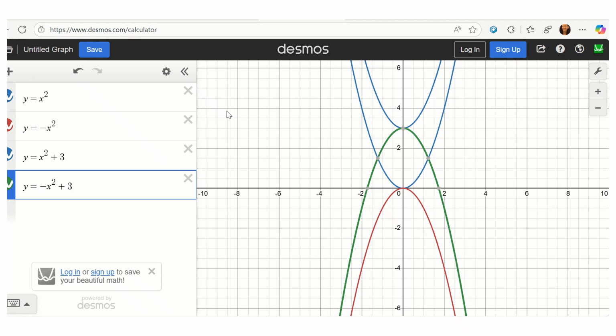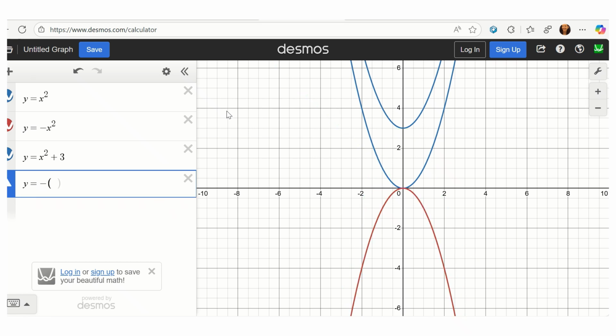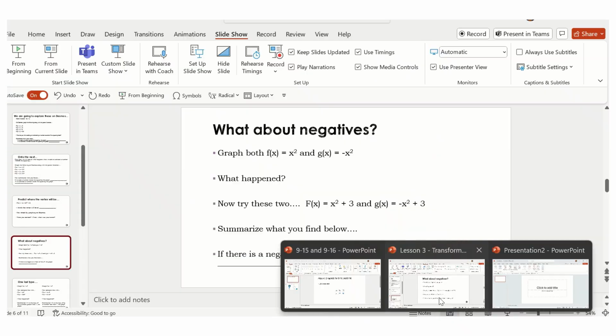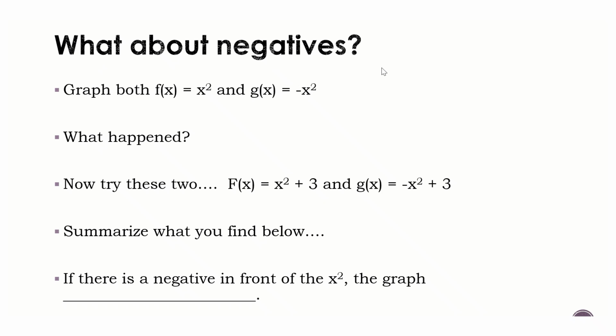There is a way to do that, and you could do that by subtracting the 3 and then factoring the negative out. So we could get that if we did this. So if we did the negative and then the x squared and then the plus 3, like that. So that would get it to reflect over the x-axis. We're not really going to mess around with that though. All right, so coming back to our summary slide.